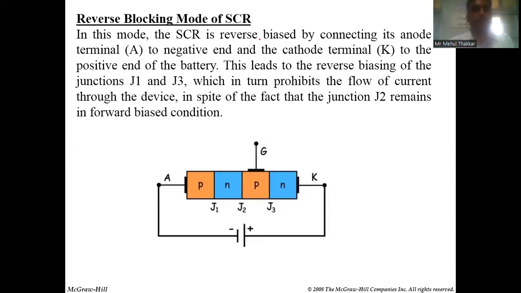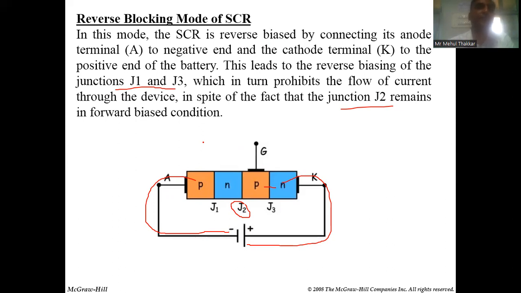So in the first mode, let's say we are connecting this P type to the negative terminal of the battery and N type to the positive terminal of the battery. So what happens? This J1 will be reverse biased, same way this J3 will be reverse biased, but this J2 is forward biased. So J1 and J3 will be reverse biased due to the battery, and J2 will become forward biased. Now unless and until you have a clear path, the current cannot flow. So in this mode, the current cannot flow.